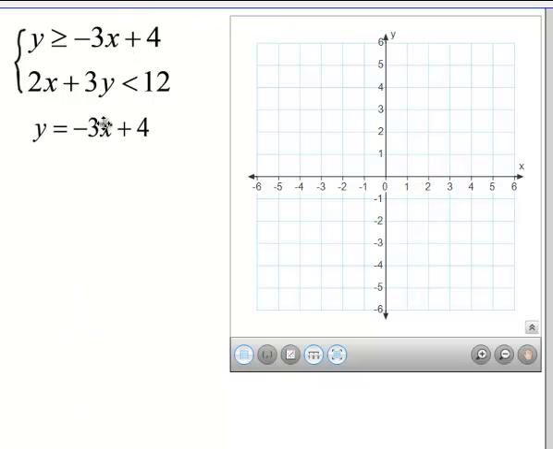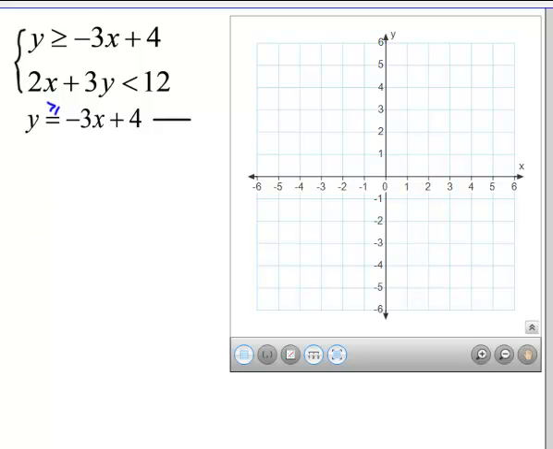So the first inequality is actually y equals negative 3x plus 4. And the next thing I'm going to do, because I'm afraid that I'm going to forget, I'm going to pay attention to the sign of the inequality. I see that the sign is greater than or equal to. And if the sign is greater than or equal to, it means that the line that we are going to graph is going to be the solid line. And I'm going to put this as a reminder for myself.